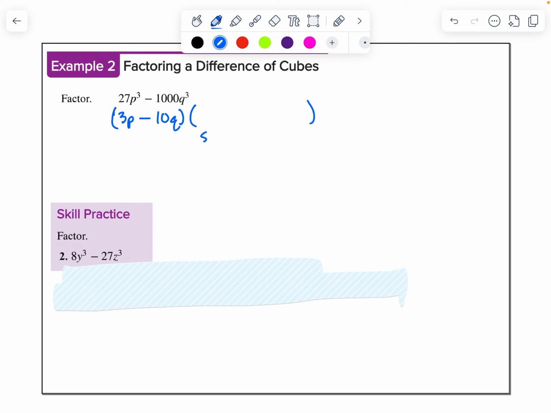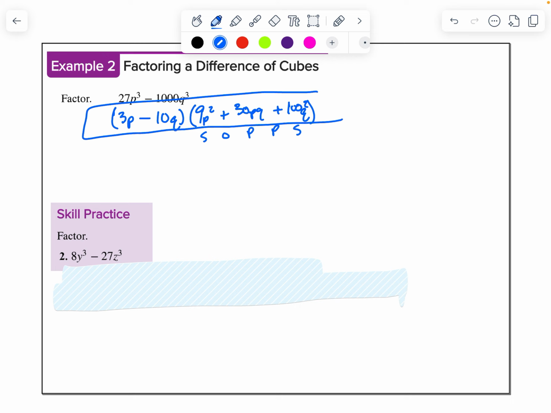And now I need to do SOPPS. Always start with a plus. Start with the opposite of the sign that's given to you in the problem. And now square the first item. Squaring 3p gives me 9p squared. Product of those two items, 10q times 3p, gives me 30pq. And square this item, squaring 10q, gives me 100q squared. Everything got sort of bunched up there, but that is my solution.